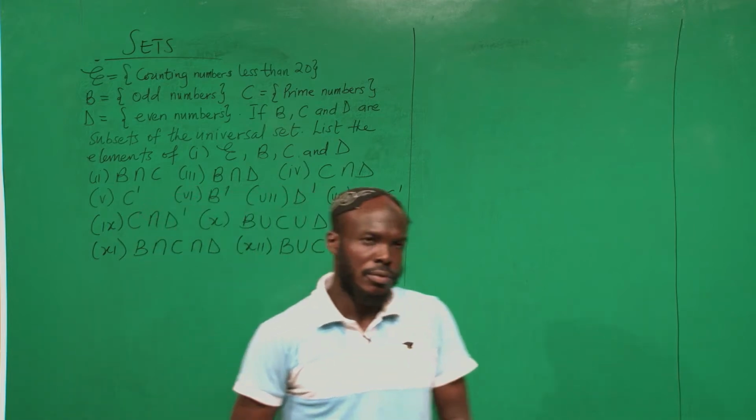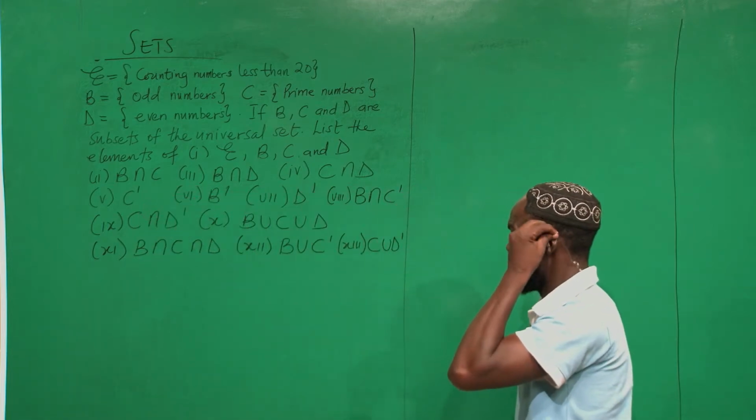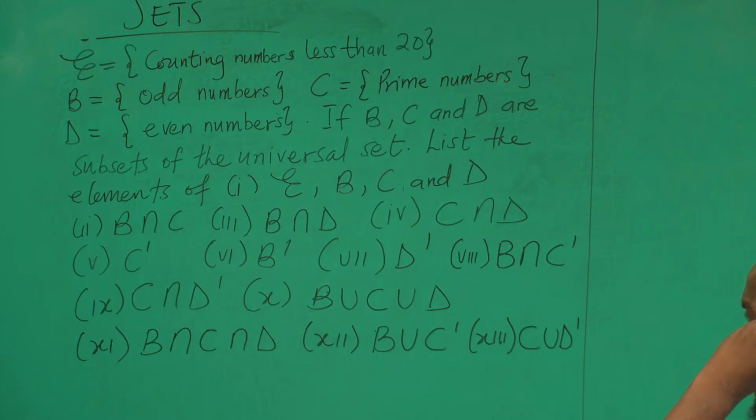Okay. So let's take this nice example here. Set E, that is the universal set, is counting numbers less than 20. B, odd numbers, C, prime numbers, D, even numbers. If B and C and D are subsets of the universal set, list the elements of I, the universal set, B, C, and D.